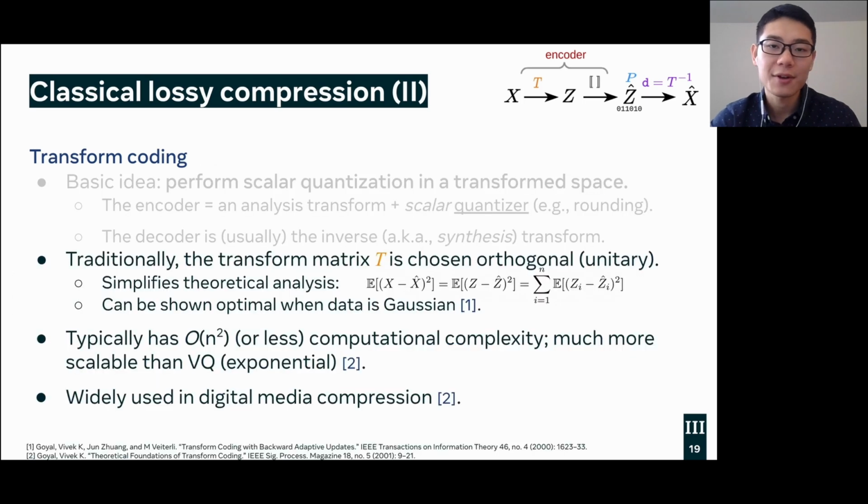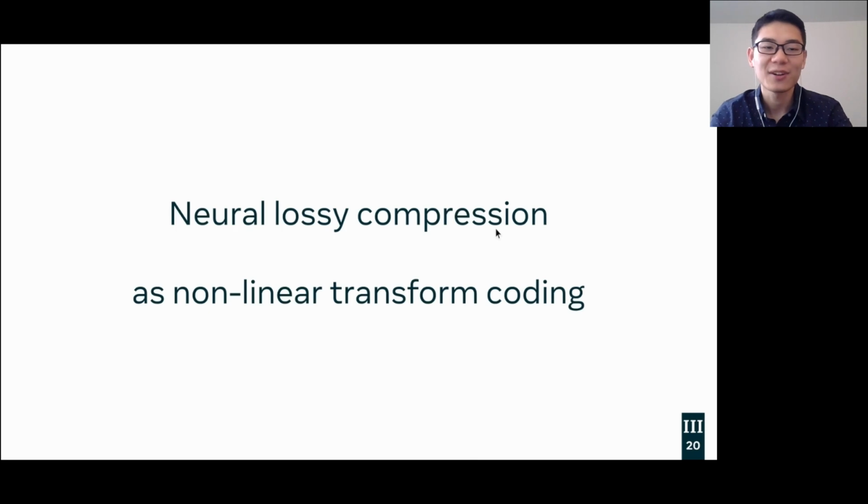In traditional transform coding, the transform is linear and often unitary. This allows us to do some theoretical performance analysis, and this choice can even be shown to be optimal when the data source is Gaussian. And transform coding is computationally much more scalable than vector quantization and is currently the most widely used form of lossy codec for digital media such as images, videos, and audio. Now let's talk about nonlinear transform coding, which is currently the predominant paradigm in neural lossy compression.